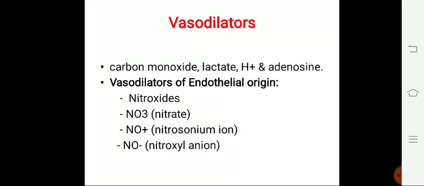So the regulation of the arterial blood pressure is very, very important. Because whenever there is increase in the blood pressure, it doesn't remain increased throughout the life. If it remains increased, then a pathological condition is developed. So to control the blood pressure is very important.